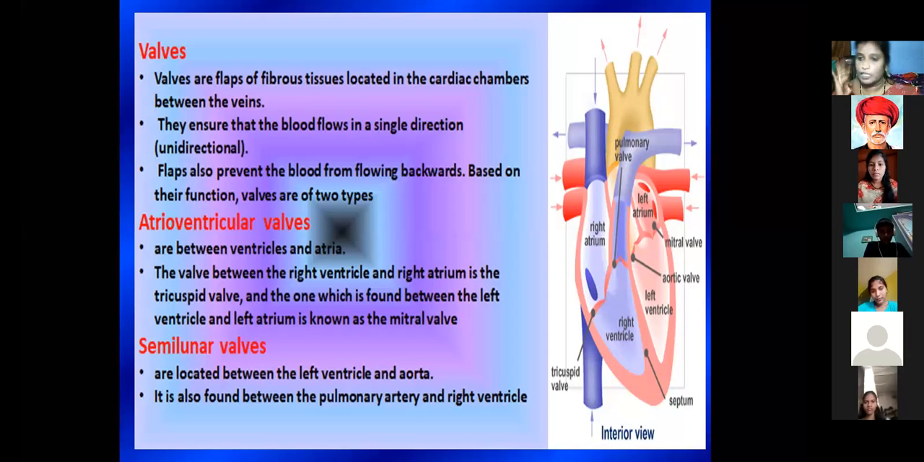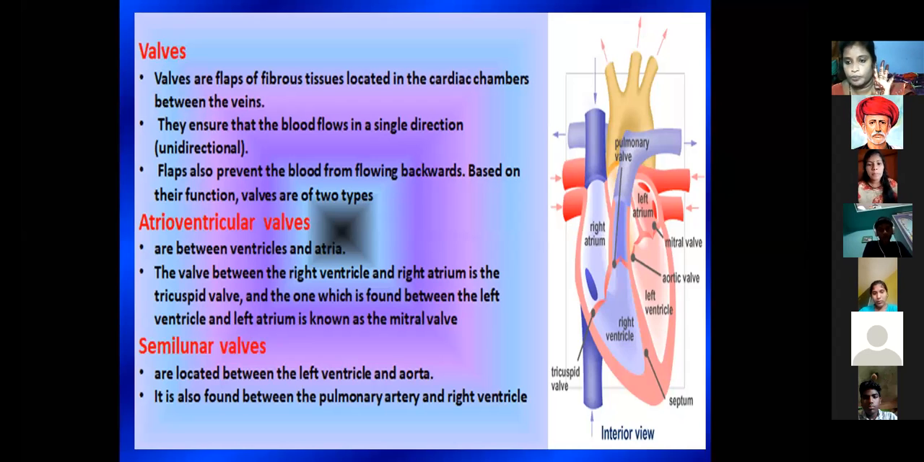There are four types of valves. Mainly atrioventricular valves and semilunar valves come under the four. The first one is the tricuspid valve, located between the right ventricle and right atrium. The right ventricle and right atrium are chambers. Already there are four chambers: right atrium, left atrium, left ventricle, right ventricle. These are the four chambers.